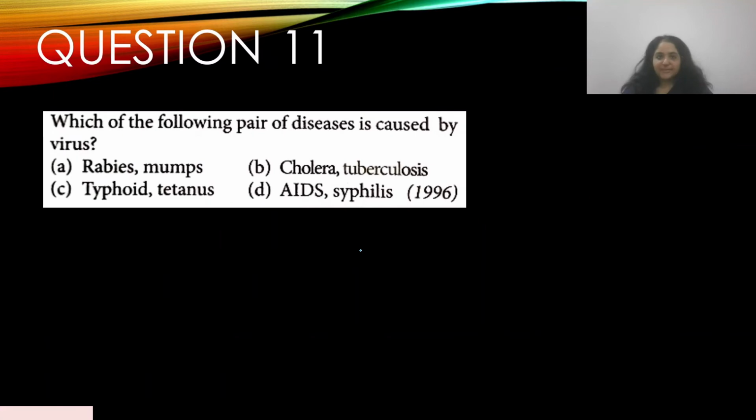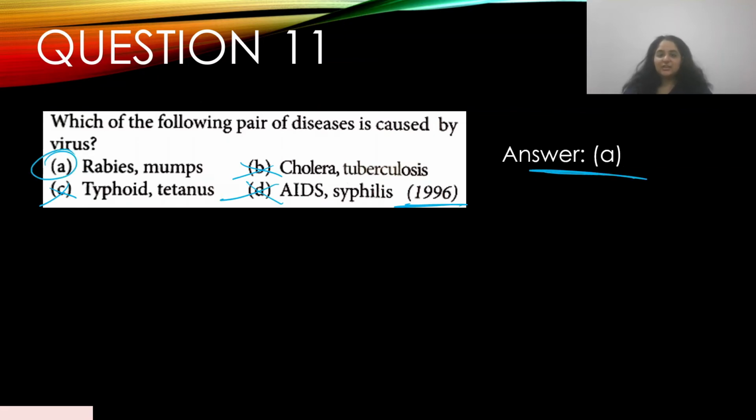All right, question number 11. Which of the following pair of diseases is caused by virus? This appeared in the year 96. You have A, rabies, mumps; cholera, tuberculosis; typhoid, tetanus, no, they're not viral diseases; AIDS and syphilis, no, syphilis is not viral. So it's clearly A, rabies and mumps.